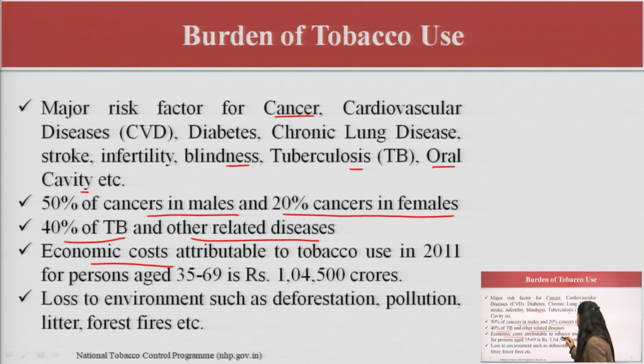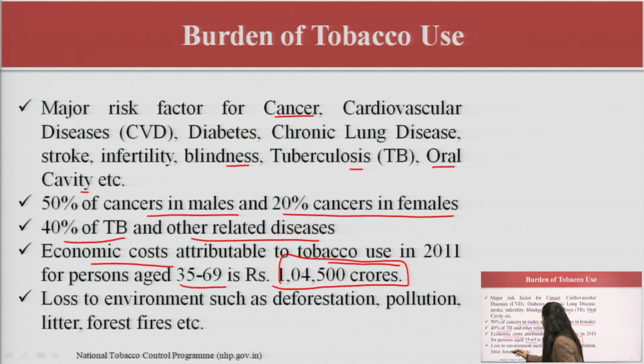So, the economic cost attributed to tobacco use in 2011 for persons aged 35 to 65 is nearly, approximately, in crores of rupees. Loss to environment such as deforestation, there will be pollution, litter formation, and forest fires. Okay. So, these are some of the major things or events we will see with the use of tobacco.